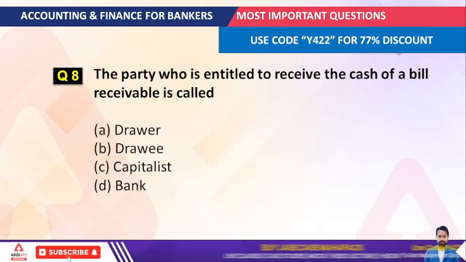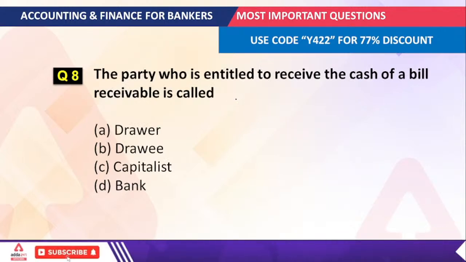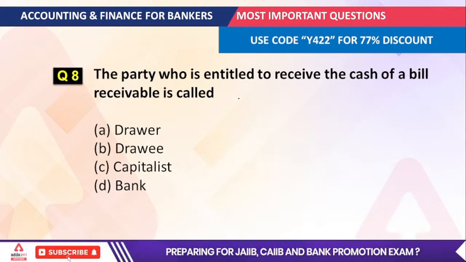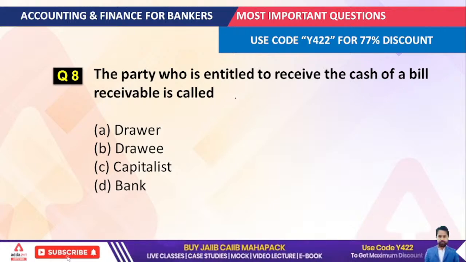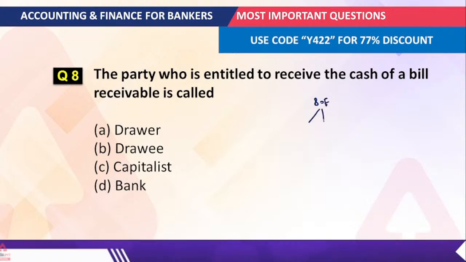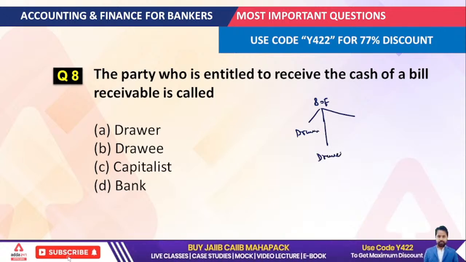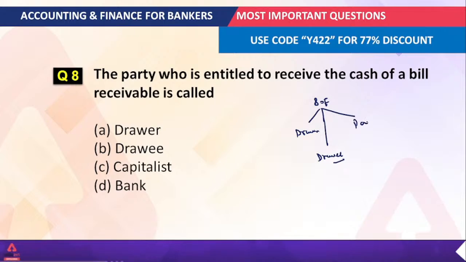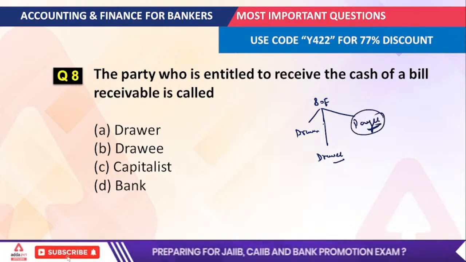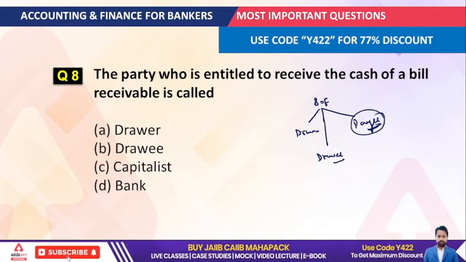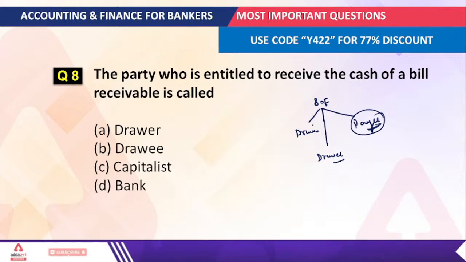Next question. The party who is entitled to receive the cash of a bill receivable is called what? Whenever we're talking about the bill of exchange, the very first thing to understand is that there are three parties: the drawer, the drawee, and the third party known as the payee or endorsee. So when you're talking about the party who is entitled to receive the cash of a bill receivable, that is known as the drawer.